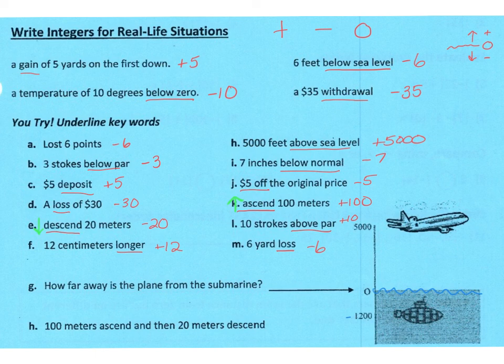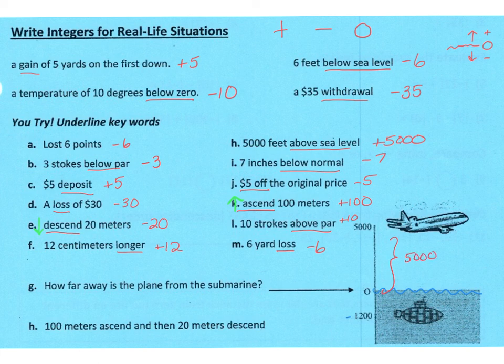The question for G is interesting, so we have to be careful and make sure we're really thinking about this. It says, how far away is the plane from the submarine? So if I started at the plane and I go down towards the submarine, I'm first hitting sea level or 0. How far is that from the plane to sea level? Well, it was 5,000 feet above sea level. So from the plane to sea level is a distance of 5,000 feet. So I'm going to just make a note that from here to here is 5,000 feet.